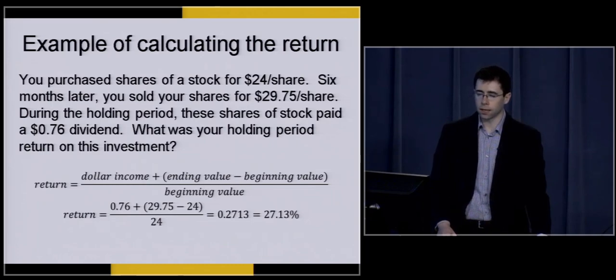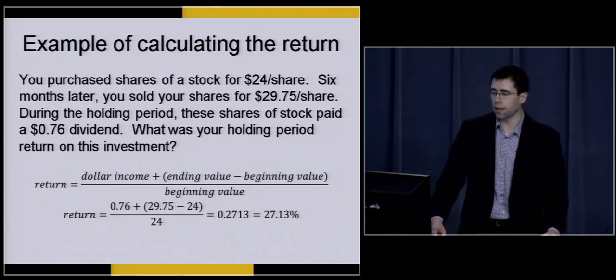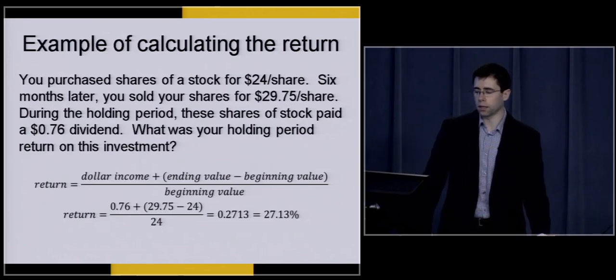So in this case, you received 76 cents in the form of a dividend while you held that stock. So that's your dollar income. And when you sold your shares, you sold them for $29.75 a share, and you bought them for $24 per share. So your capital gains here is going to be $5.75. And we're going to divide your income plus your capital gains by the beginning value, and that gives us a return of 0.2713, or in percentage terms, 27.13%. So over the lifetime of your investment, you earned a 27.13% return.